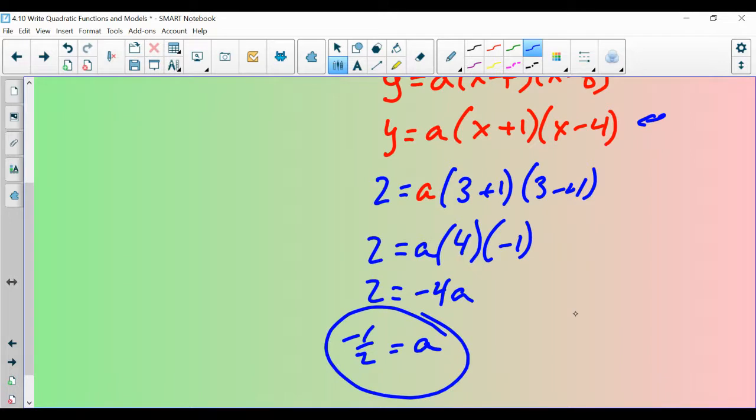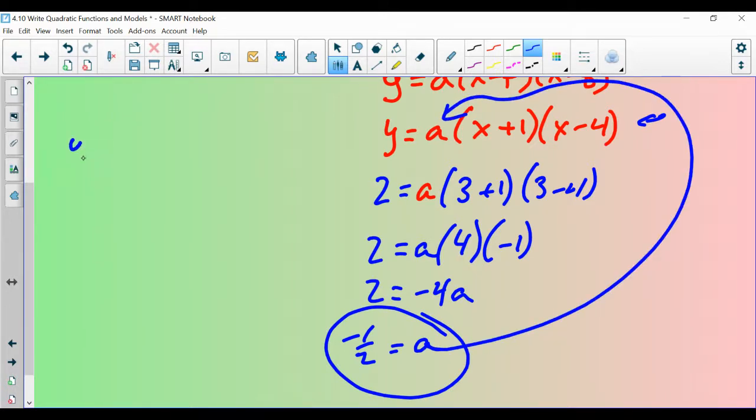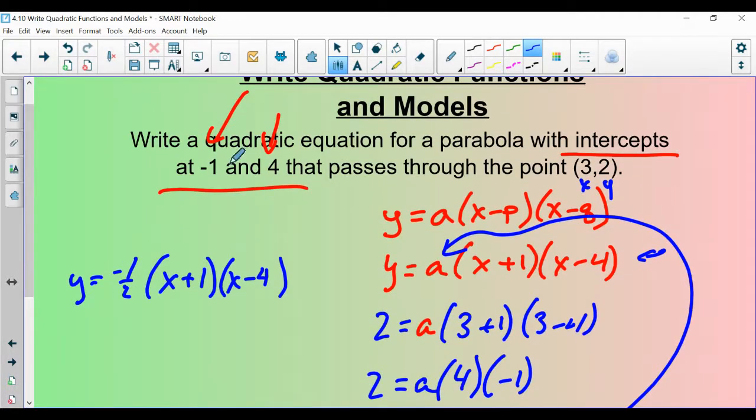Remember, you would just take that negative 1/2 and substitute it in for a there. So this equation would be y is equal to negative 1/2 times x plus 1 times x minus 4. It should have intercepts at negative 1. Remember, the intercepts can be found at what makes this 0, so negative 1, and what makes this one 0, 4. And it should go through the point 3, 2. Once again, you could type this into your graphing calculator and verify that its intercepts are at negative 1 and 4, and verify that it goes through the point 3, 2 if you wanted.